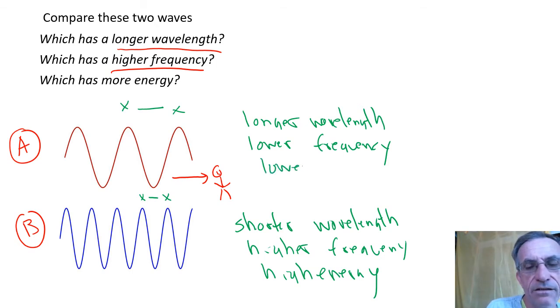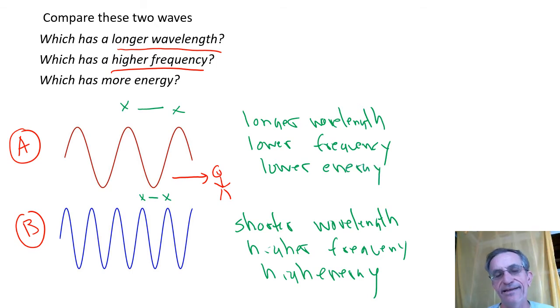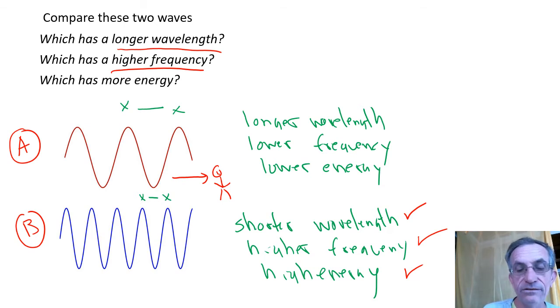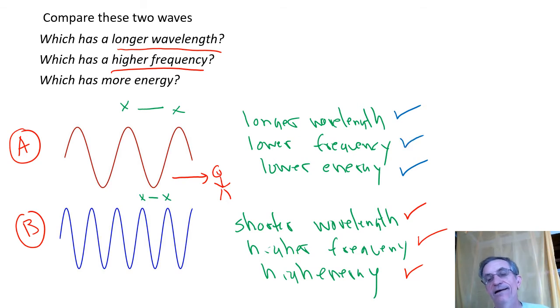All right. I want to mention that what I've just written up here always goes together. High energy light has a high frequency and a short wavelength. The peaks are close together. Low energy light, the peaks are further spread out, and that goes along with a lower frequency. All right, so with that, a few more things about light.